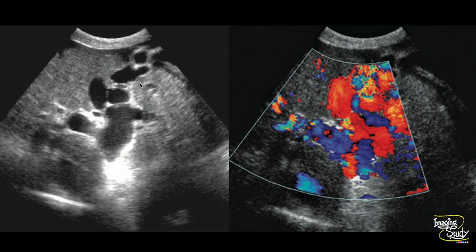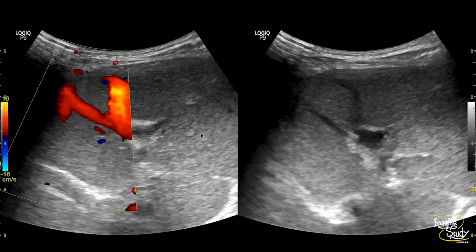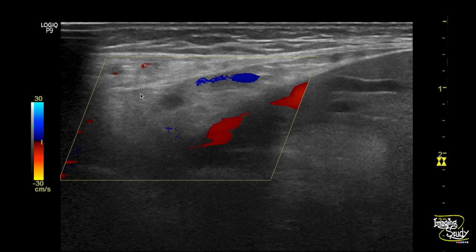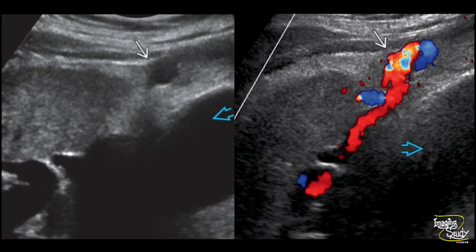Here are some extensive varices in the distribution of the coronary vein. These are the recanalized paraumbilical veins adjacent to the left portal vein. Here's a linear transducer view adjacent to the ligamentum teres hepatis, and you can see these tortuous vessels are extending outside of the liver. These are the recanalized umbilical veins. Here's an oblique transabdominal ultrasound showing the recanalization of the paraumbilical vein, and on color Doppler you can see this vessel acting as a portosystemic shunt.